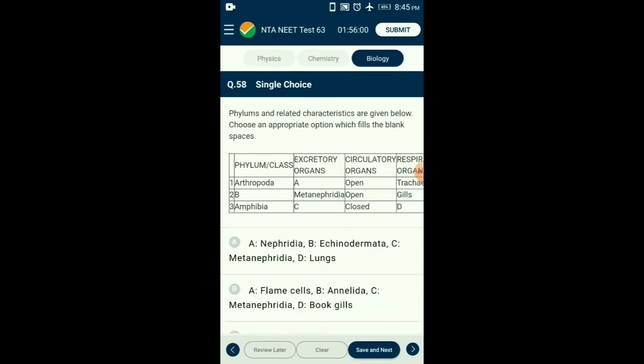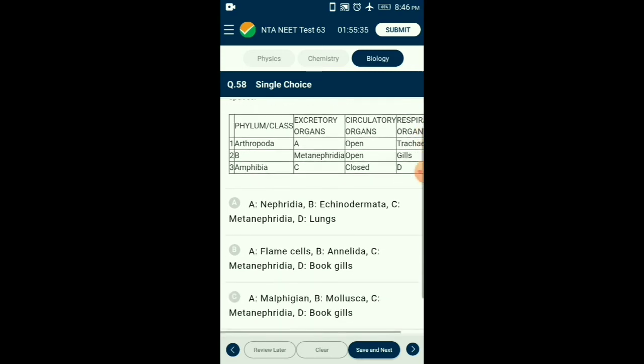Question number 58. Phyla and related characteristics are given below. Choose the appropriate option which fills the blank spaces. The excretory organs of Arthropoda are coxal glands, green glands, and Malpighian tubules, with an open circulatory system. They respire with the help of trachea and book lungs.